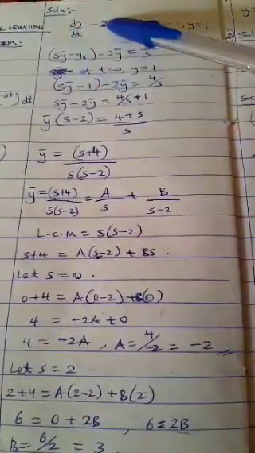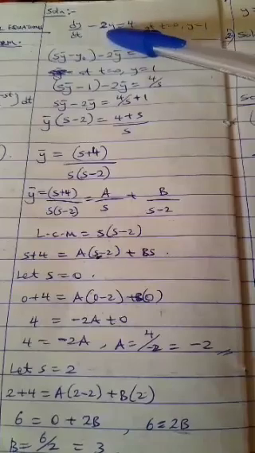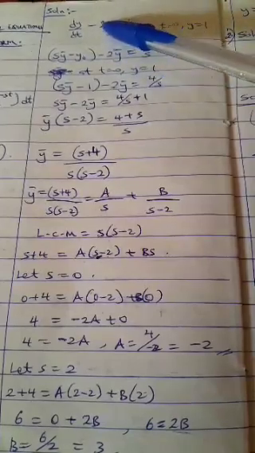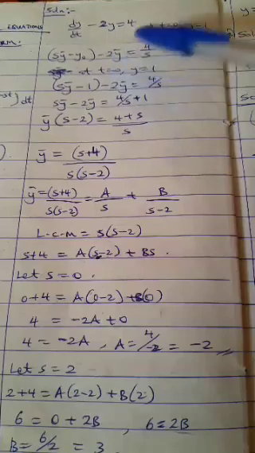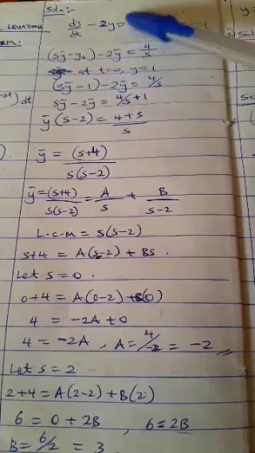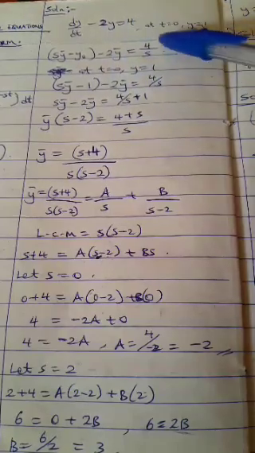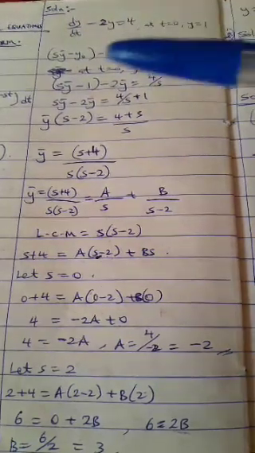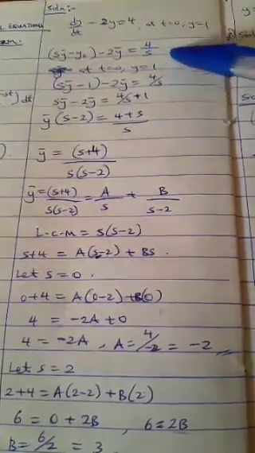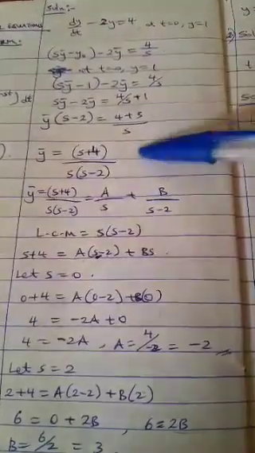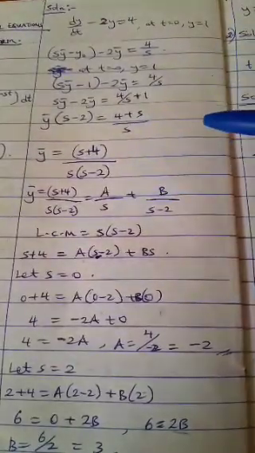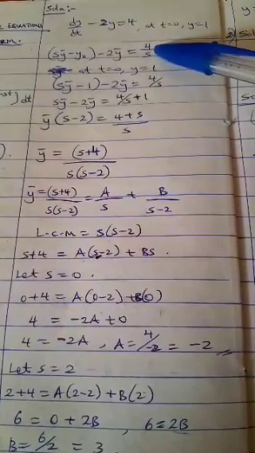The Laplace transform of y is y bar. The 2 is like a constant, so 2y bar equals the Laplace transform of 4, which is 4 over s. You can check that the Laplace transform of a constant a equals a over s. So it's 4 over s.